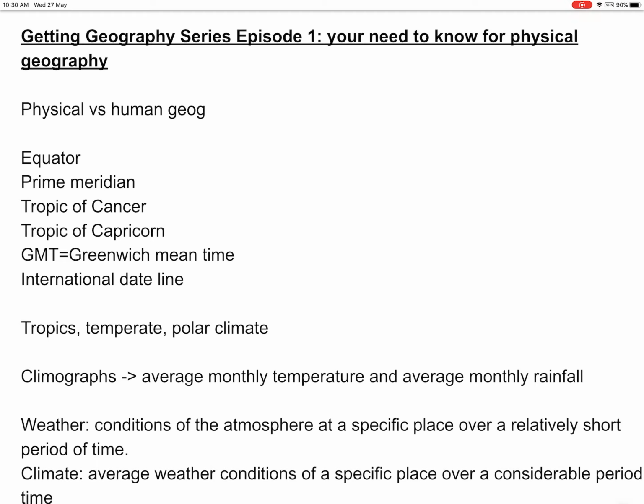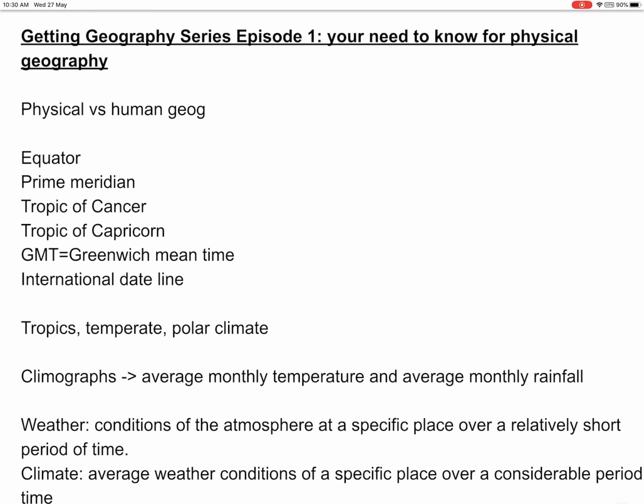Now, one very, very important geography skill that you need to know is climographs, how to read climographs. Climographs usually are talking about the average monthly temperature and average monthly rainfall. I'll be posting another video about how to answer geography related exam questions, so do keep a lookout for that as I teach you how to answer climograph questions.